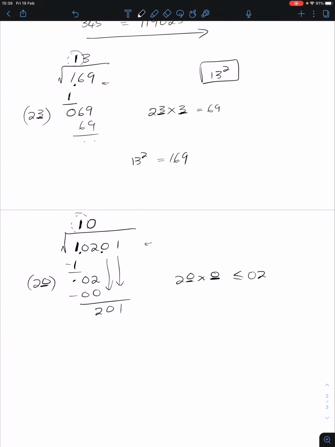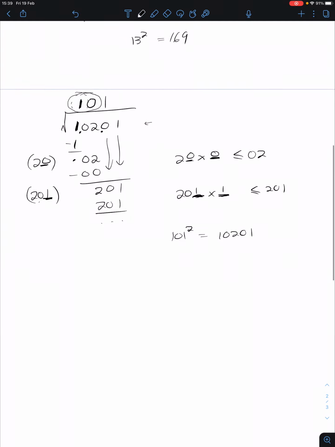And then you double this number on top, that will be 20 something. And again, you want 20 something times that same single digit that is less or equal than 201, and obviously it's going to be 201 times 1. 1 times 201 will be 201. If you subtract that, you're left with nothing. So 101 squared is equal to 10201.